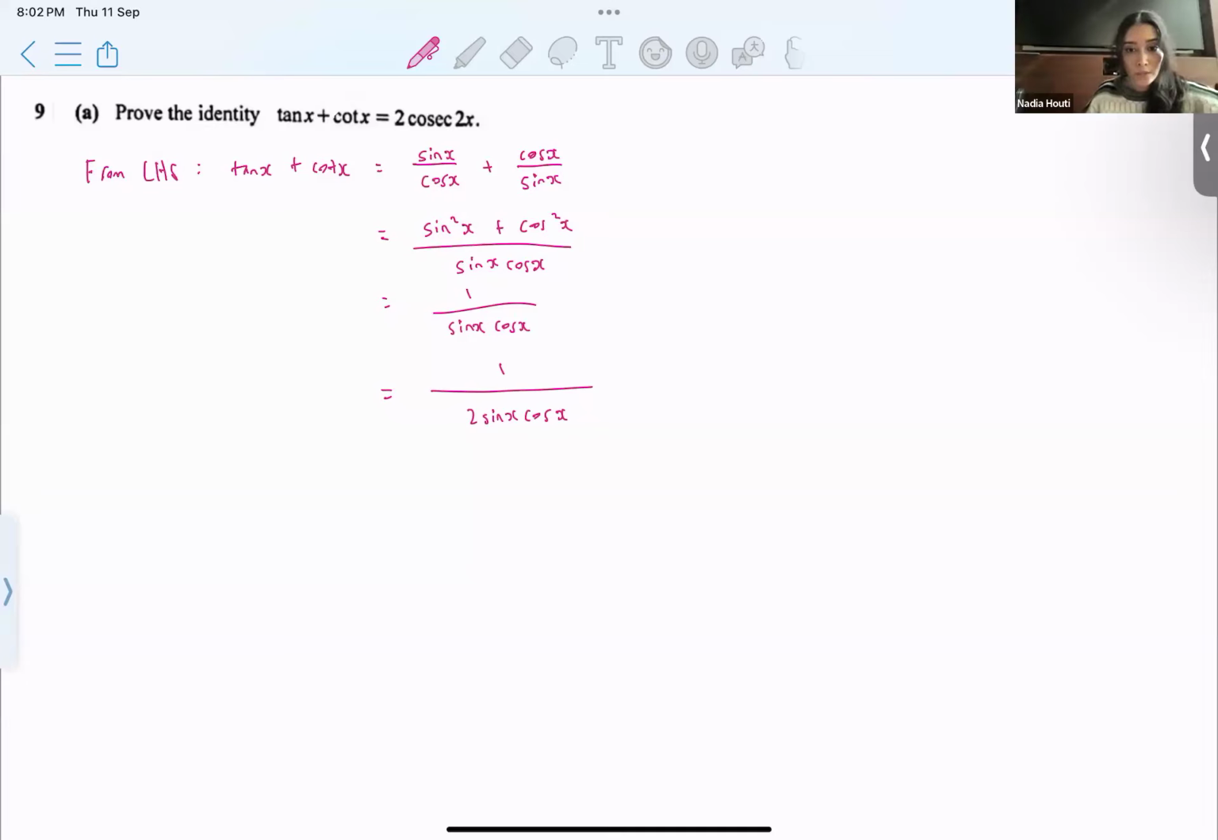But I can't just add the 2, right? I have to make sure that it's still the same as the previous line. So because I added that factor of 2, I must also add this extra factor of half, so that I don't change the expression that I have. Okay, so 2 sine x cosine x is equal to sine 2x. So this is basically 1 over half times sine 2x. And I'm going to multiply the numerator and denominator by 2 to get rid of the half in the denominator. So this is 2 over sine 2x.